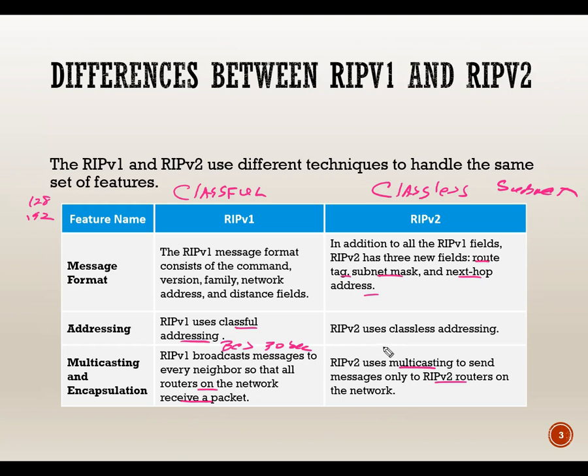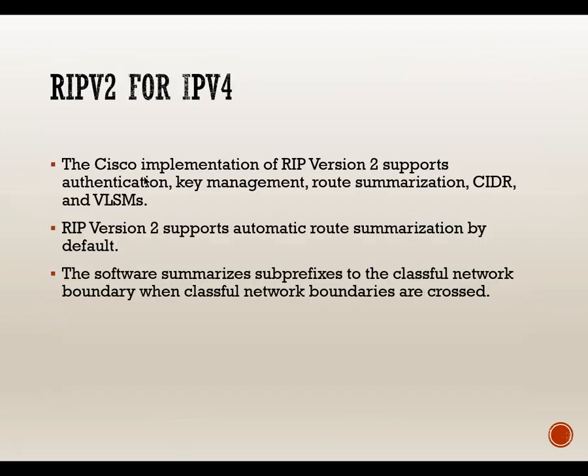Multicasting, if you'll recall, goes to a set of devices. So if RIP v2 is being run on that router, it's going to get the updates. That's the way they subscribe to the multicast group, by having the protocol run on the device. RIP v2 for IPv4 supports authentication, which is not part of this exam because you don't have to configure that. Authentication, key management, route summarization, CIDR, as well as VLSM.